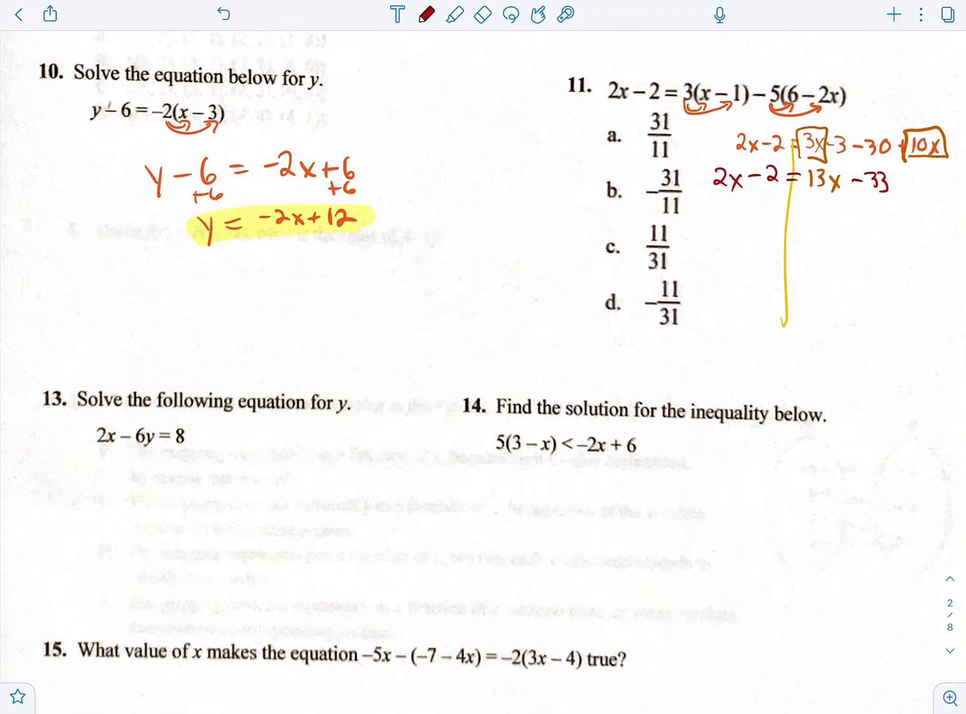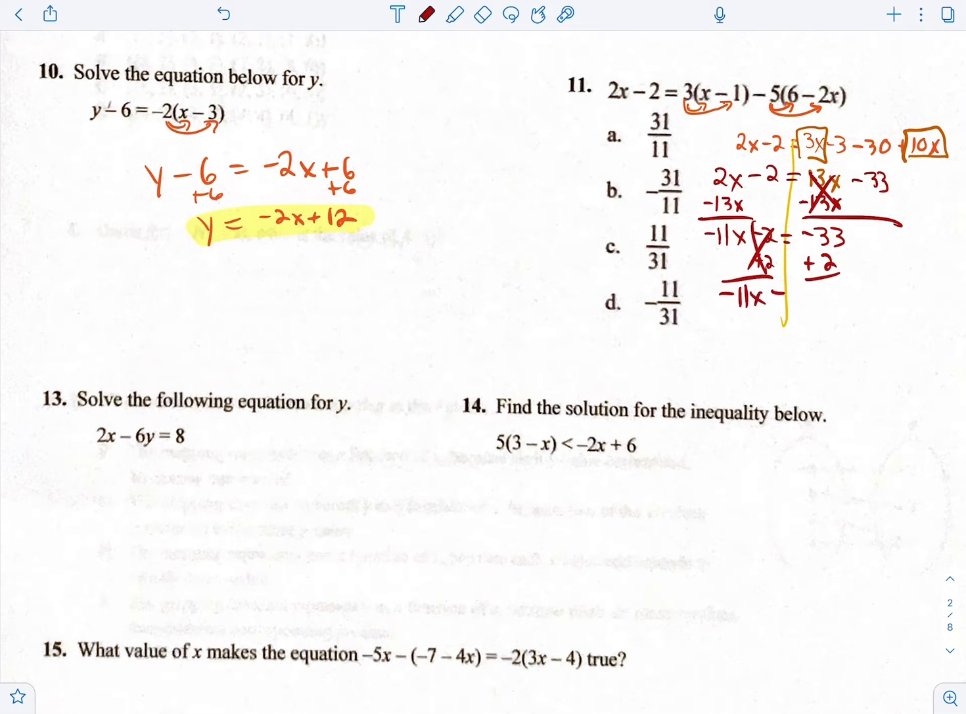And now we need to move all our variables to the left and all of our constants to the right. So we're going to do that by inverse operations. So minus 13x on each side. So this is negative 11x minus 2 equals negative 33. From here, we're going to add 2 to each side.